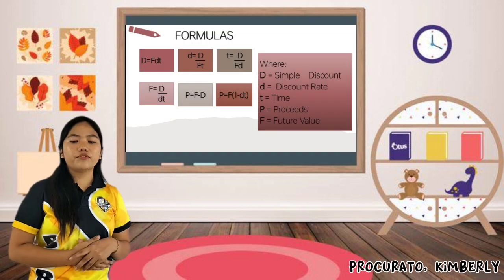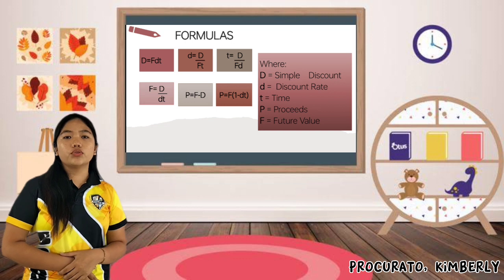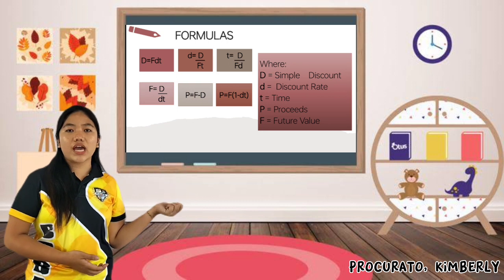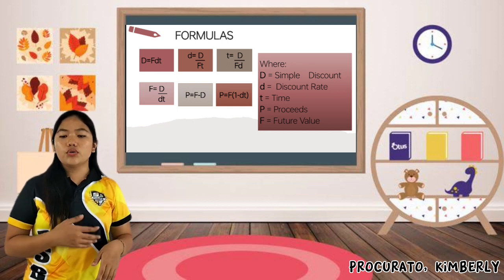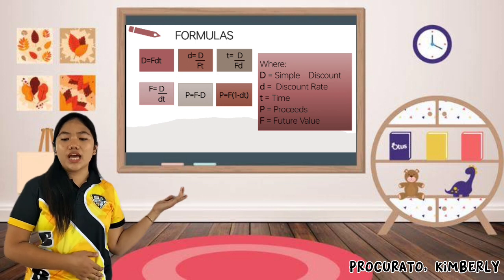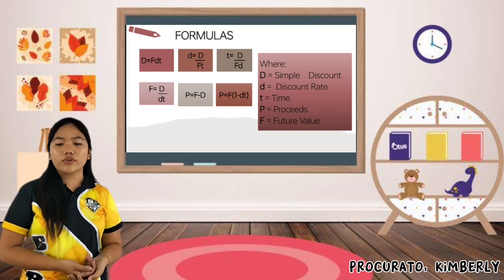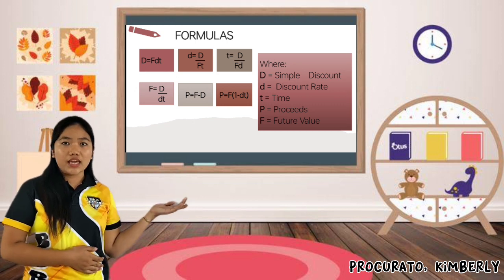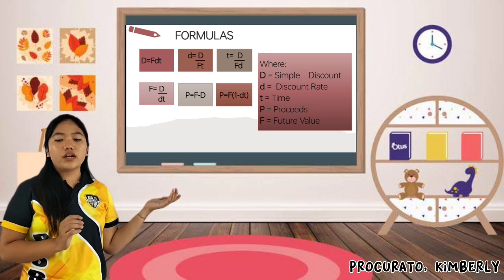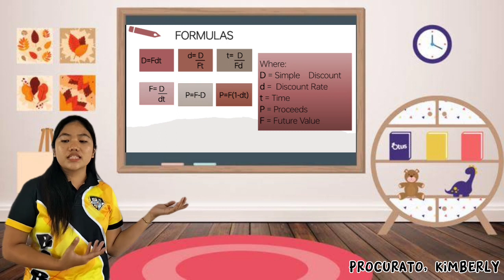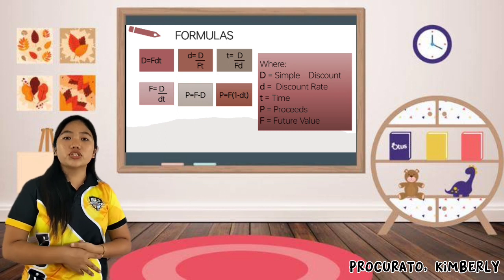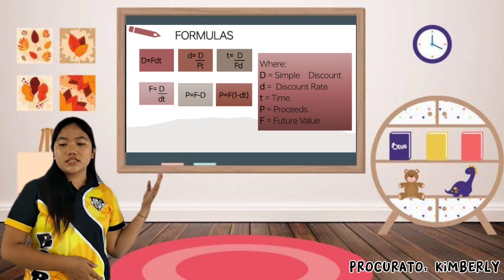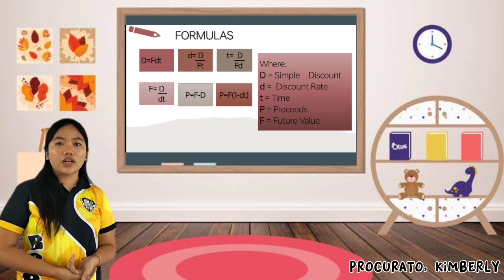So these are the formulas of simple discount. To find the simple discount, use the formula D equals future value times discount rate times time. Then to find the discount rate, use the formula d equals simple discount over future value times time. Then to find the time, use the formula T equals discount over future value times discount rate.